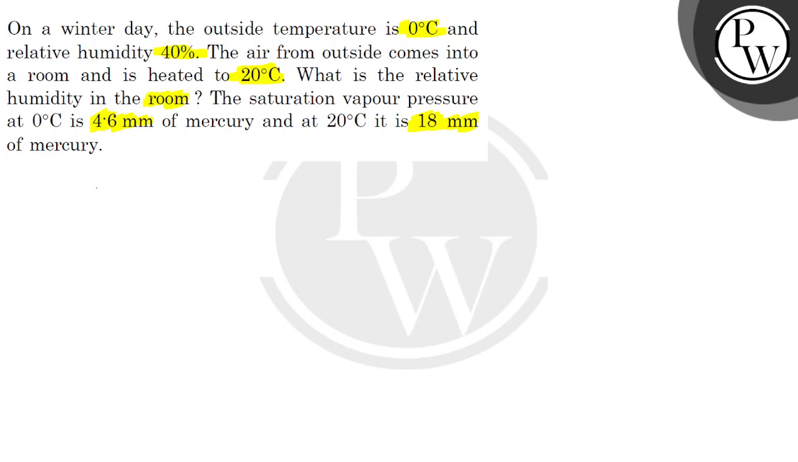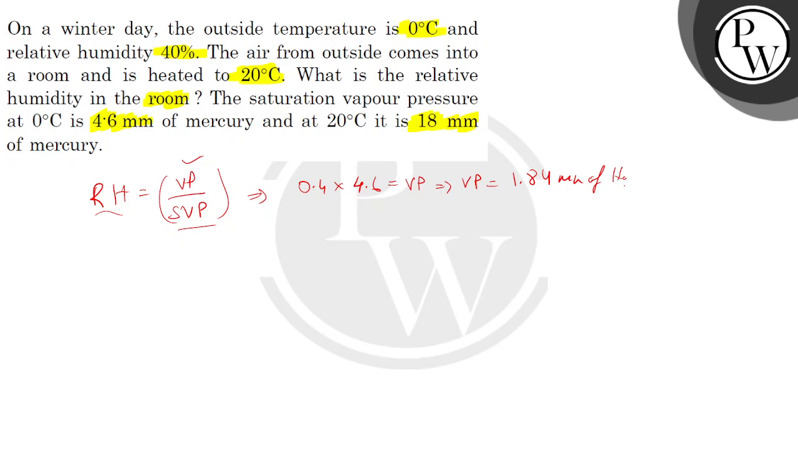Now, to solve this question, we can use the equation of relative humidity, which is equal to vapor pressure divided by saturated vapor pressure. In this case, we know relative humidity and saturated vapor pressure, so we can find the vapor pressure outside the room. The relative humidity is 0.4 and the saturated vapor pressure is given to be 4.6 outside the room. So the vapor pressure outside the room is going to be equal to 1.84 mm of Hg, mercury. This is the value of vapor pressure outside the room.